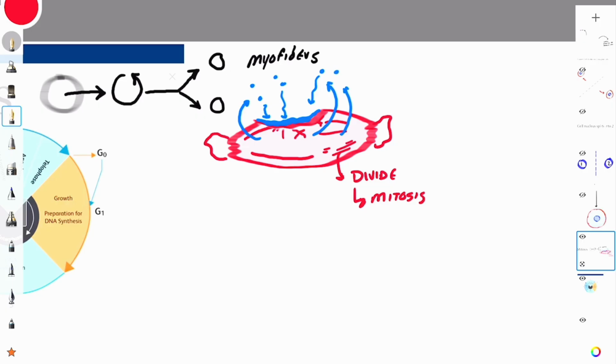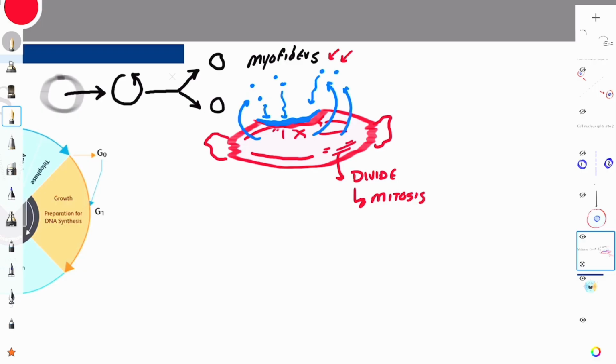But these satellite cells can go through mitosis. So we have these satellite cells. They can help a little bit, but the muscle cell can't divide like, let's say, skin cells or liver cells or blood cells. They can't form new fibers after a certain age. They will never divide again.